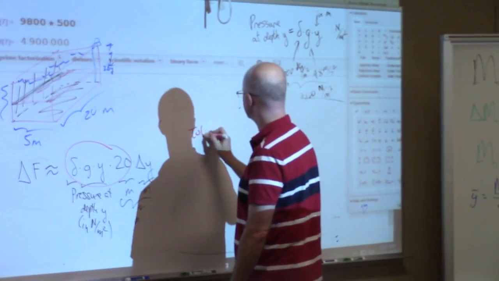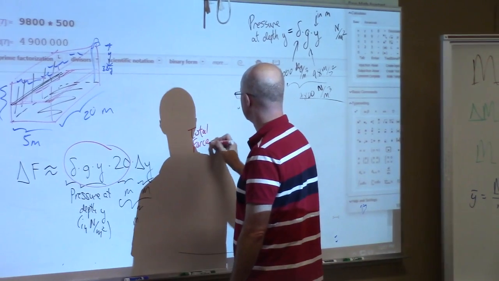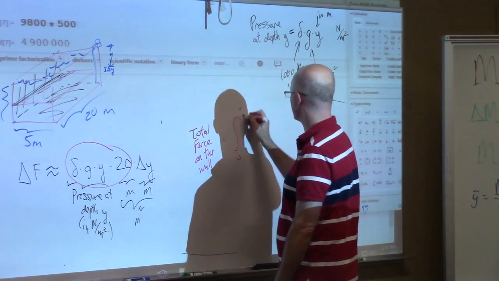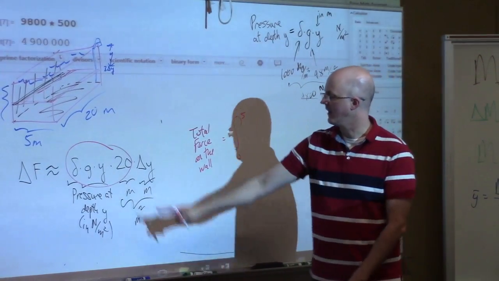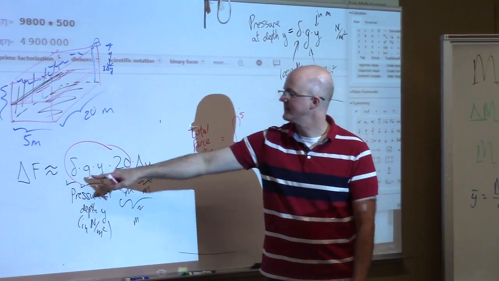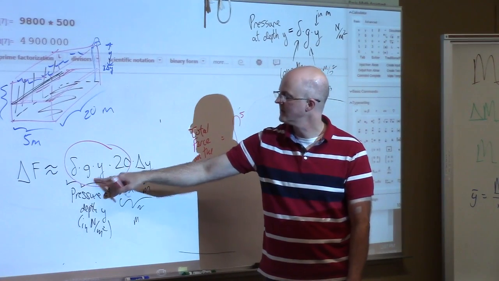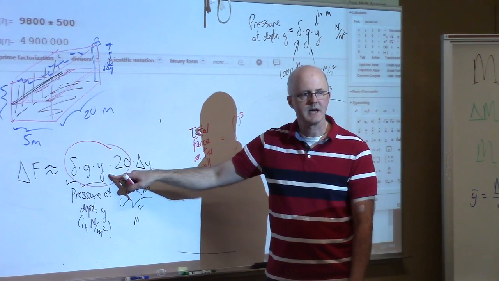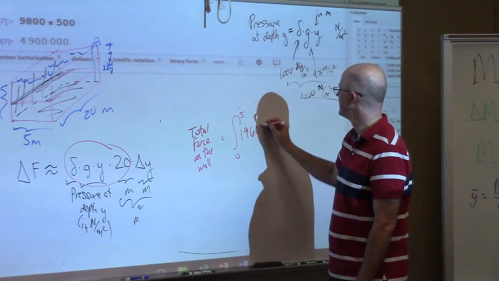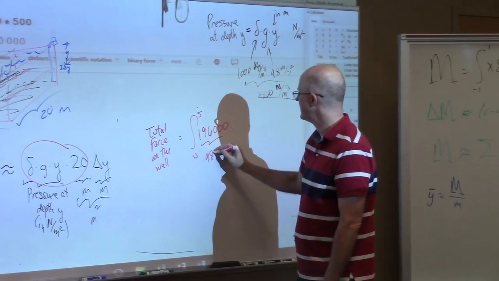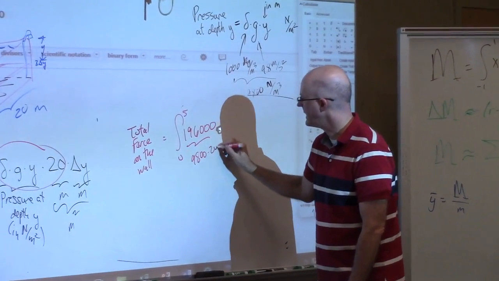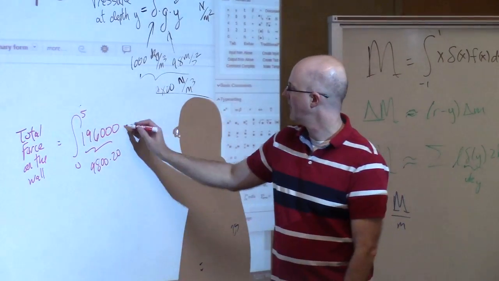So the total force on the wall is going to be an integral from 0 to 5 of this function that I circled. Delta times G is 9,800. We got a 20 in there as well, times Y. 20 times 9,800, that's going to be what? 196,000? 9,800 times 20. Y dy.